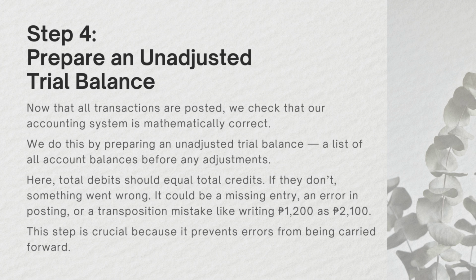If they don't, something went wrong. It could be a missing entry, an error in posting, or a transposition mistake, like writing 1,200 as 2,100. This step is crucial because it prevents errors from being carried forward.